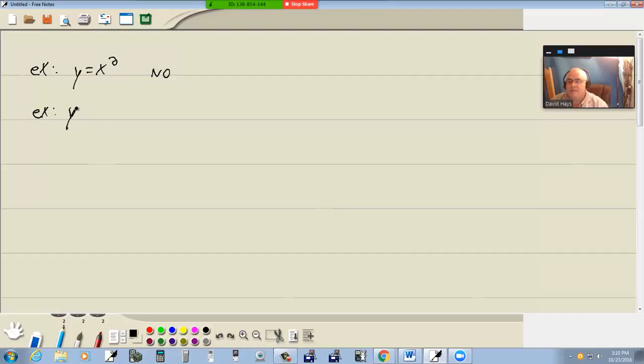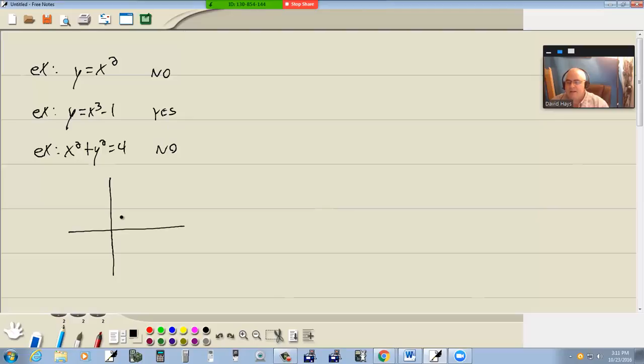If you've got y is equal to x to the third minus 1, the answer here would be yes. This is a one-to-one function. So we've got x squared plus y squared is equal to 4. The fact that this has an even power means no, it's not a one-to-one function.